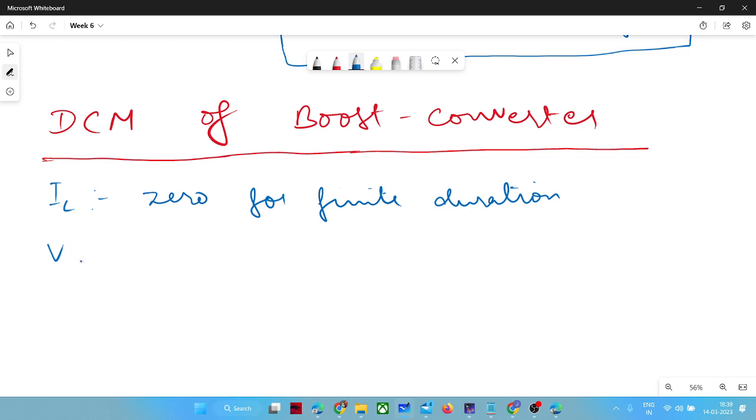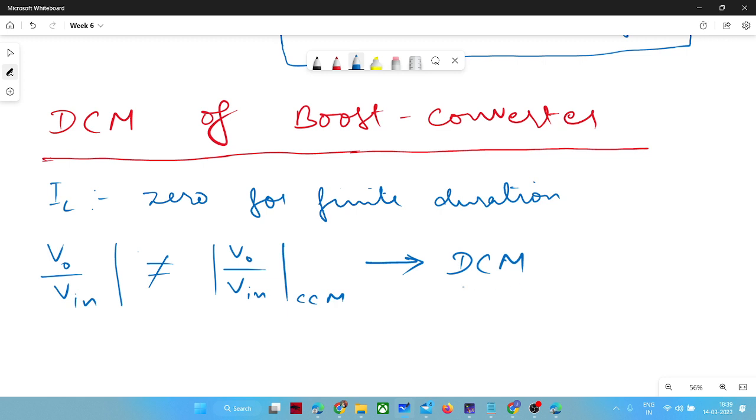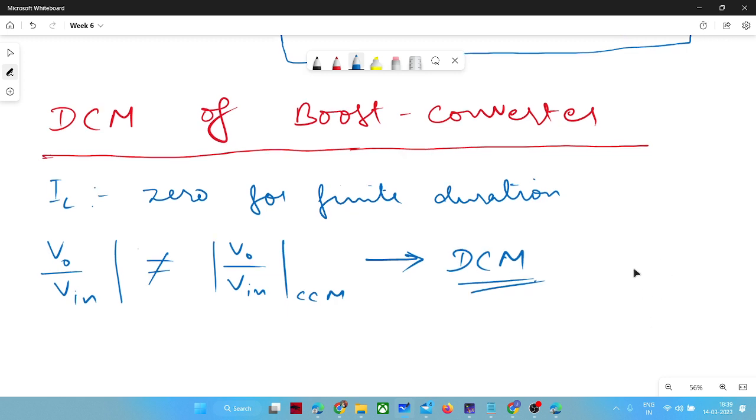The other parameter was to check your V naught by V in. If it is higher than V naught by V in of CCM, or even not equal to it, then you can call it DCM.